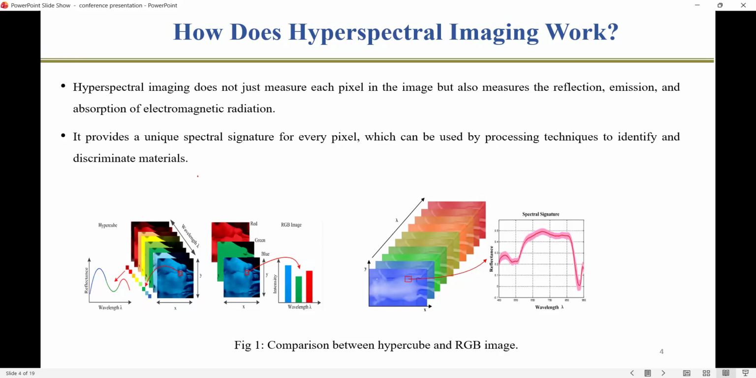the top right image shows many more bands compared to our conventional RGB image, which has only three channels: red, green, and blue. So we can say that we get much more information from a hyperspectral image compared to an RGB image. On the right side, you can see the spectral signature we get from the hypercube, which gives more details about the materials.